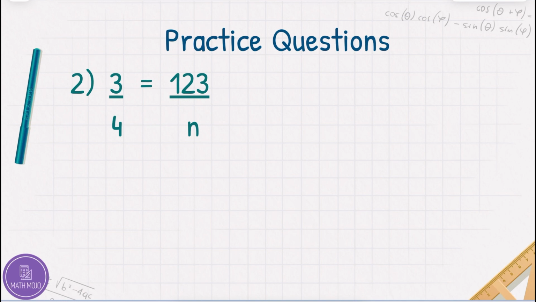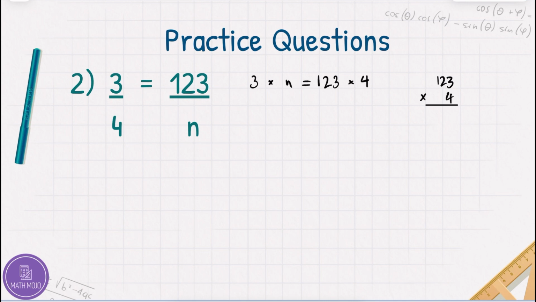Okay, for this example we have 3 over 4 equals 123 over n. So let's start off by making our equation. We get 3 multiplied by n is equal to 123 multiplied by 4. So let's start off with this side over here and multiply this off to the side. 123 multiplied by 4. If you'd like to learn how to multiply, I'll leave a link in our description.